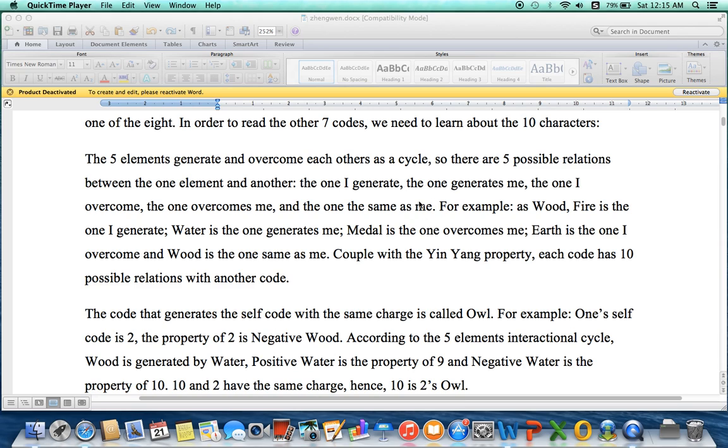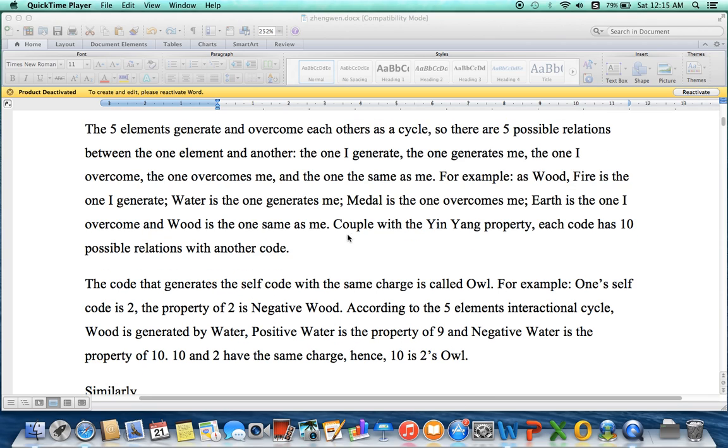When I say me, that means as the element. For example, as wood, then wood is me. Fire is the one I generate. Water is the one that generates me. Metal is the one that overcomes me. Earth is the one I overcome, and wood is the one same as me. And so it is for the other elements. They all have 5 possible relations between the element and the other one. And we combine that with yin-yang properties. So each code has 10 possible relations with another code.